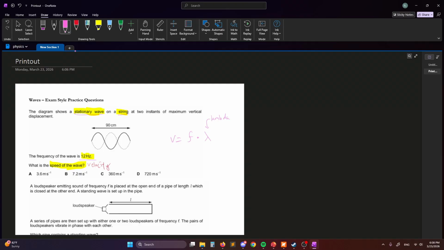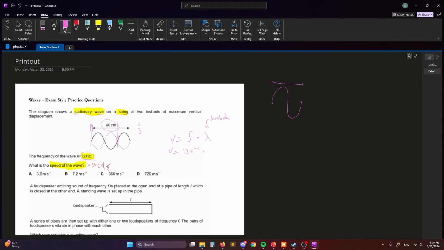So first things first, we gotta make sure that our units are correct. So this seems right, but this seems a little off. So it's going to be velocity is equal to frequency, 12 hertz, which is seconds negative 1, multiplied by the wavelength. And the wavelength is from here to here, right? Just here to here.